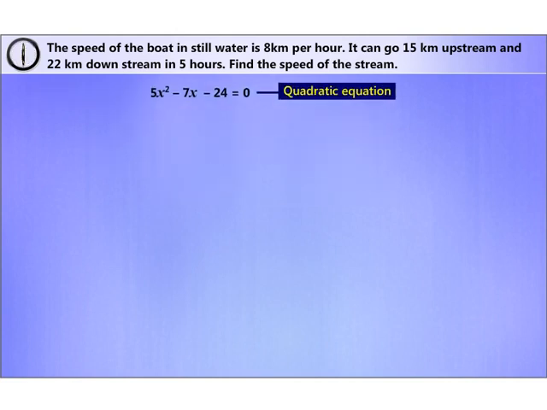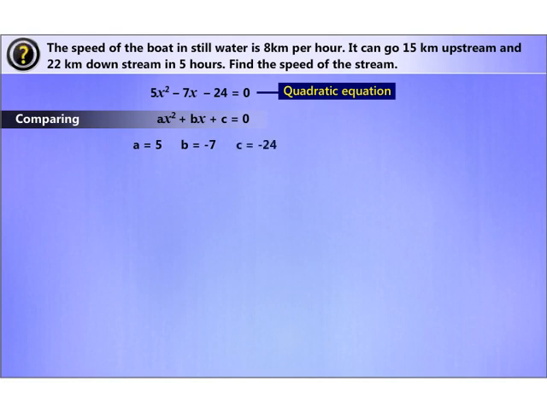5x square minus 7x minus 24 is equal to 0. Comparing it with ax square plus bx plus c is equal to 0, we have a is equal to 5, b is equal to minus 7, and c is equal to minus 24.